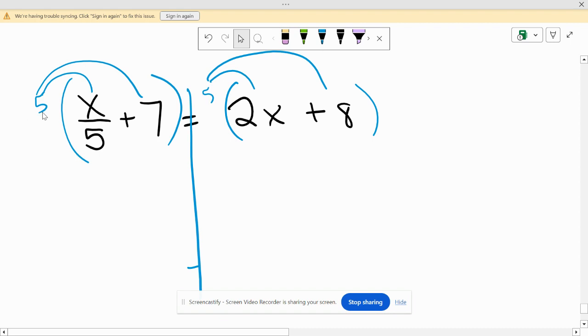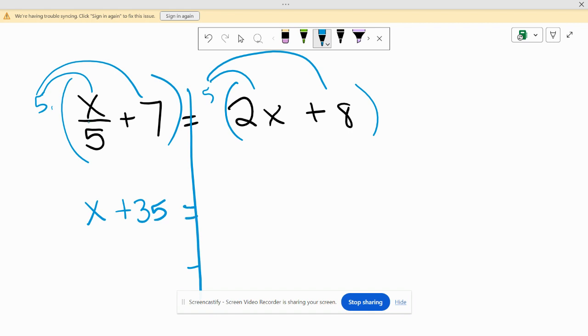So my first one, 5 times x over 5. Remember, those 5s are going to simplify to 1. 5 divided by 5 is 1. So I'm just left with x. And then I have 5 times 7, which is 35. 5 times 2x is 10x. 5 times 8 is 40.